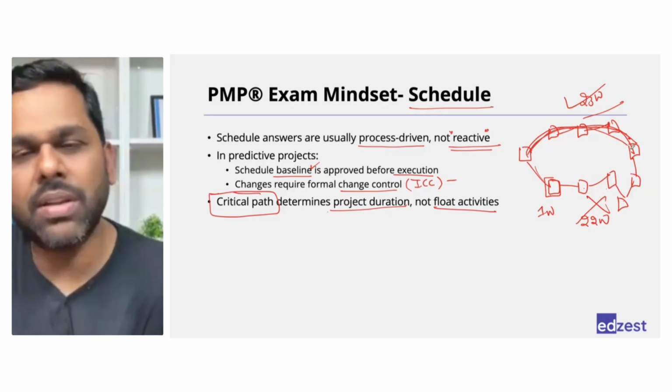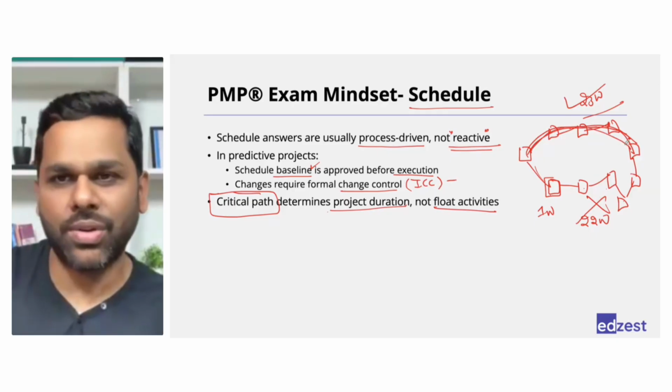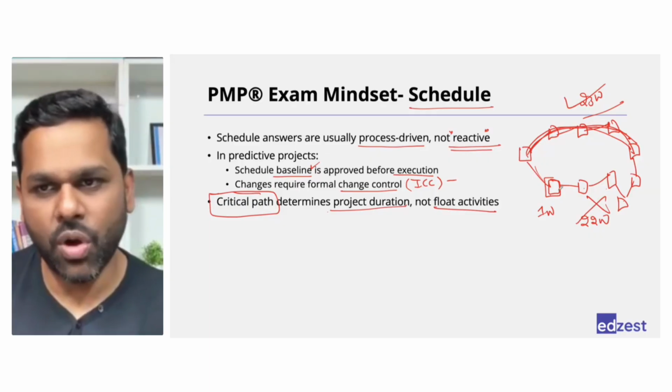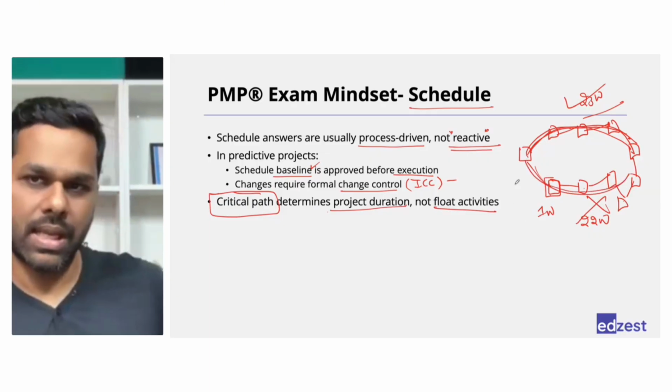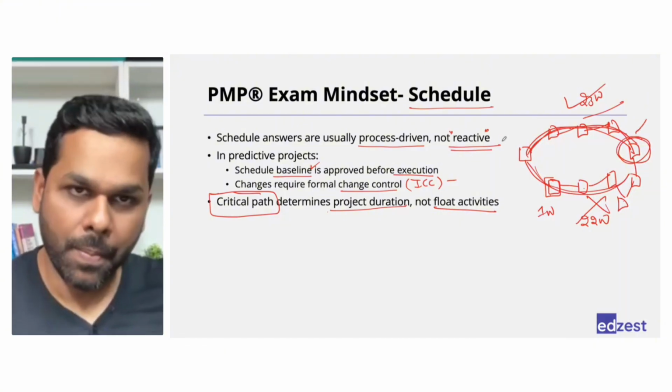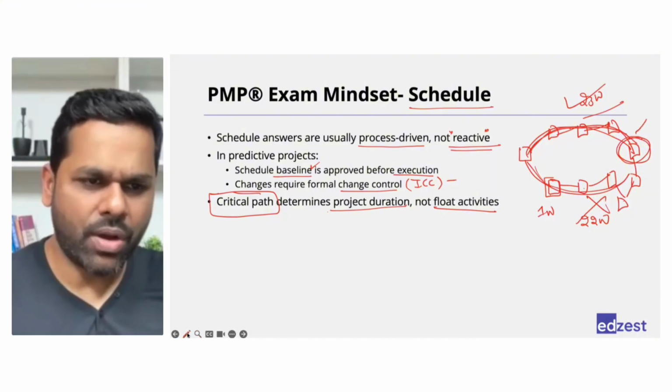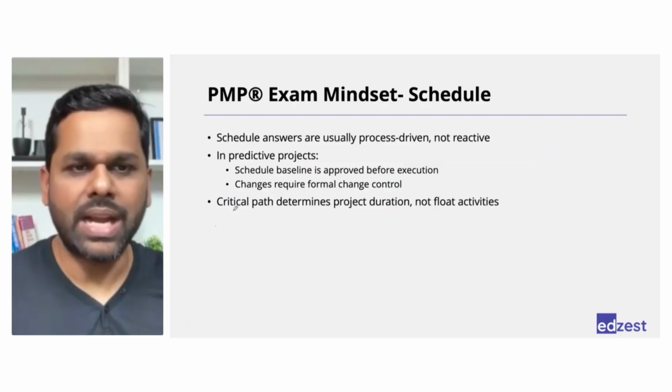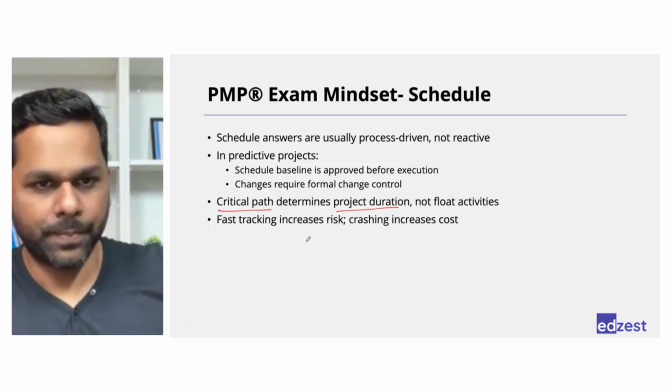No, because this is taking 23 weeks. I just cannot complete the project in 22 weeks. Even if I can finish all these things in 22 weeks, I would still need 1 more week to complete the last activity here. Right? So keep an eye on critical path whenever it is mentioned. That defines the project duration.